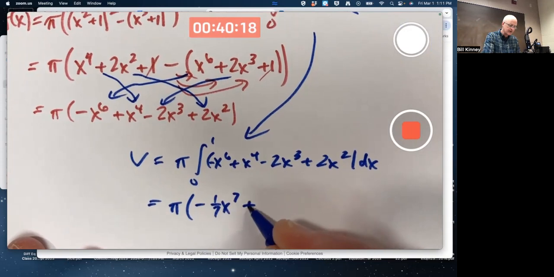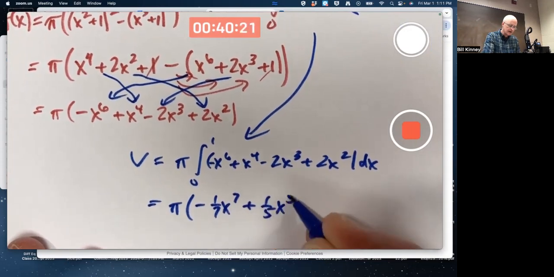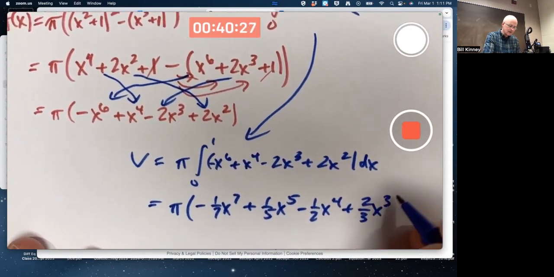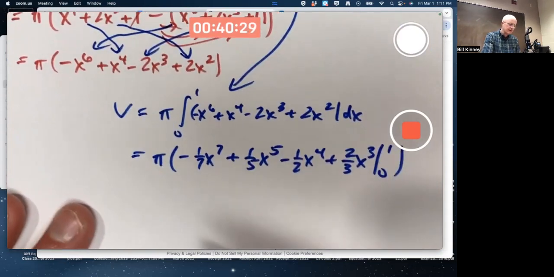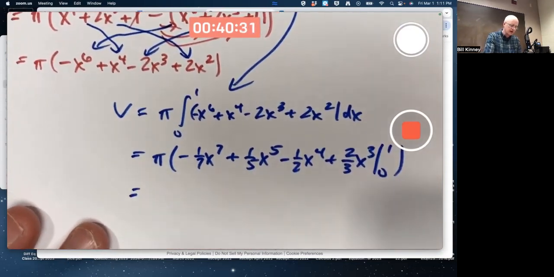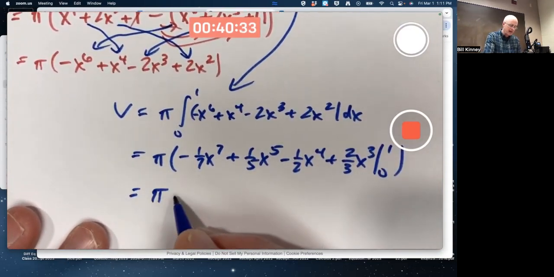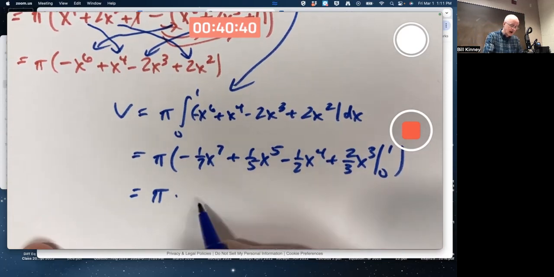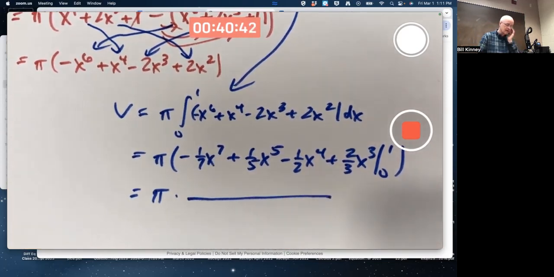Get my antiderivative. Looks like we get this. Evaluate from 0 to 1. The only thing that's going to give me something non-zero is when I plug in 1. And when I plug in 1, 1 to any power is 1. Effectively, I just have to add these fractions because of all the 1s.